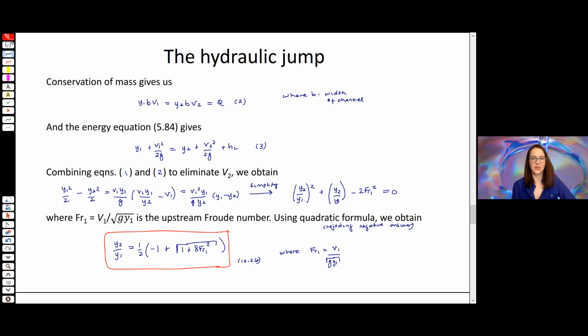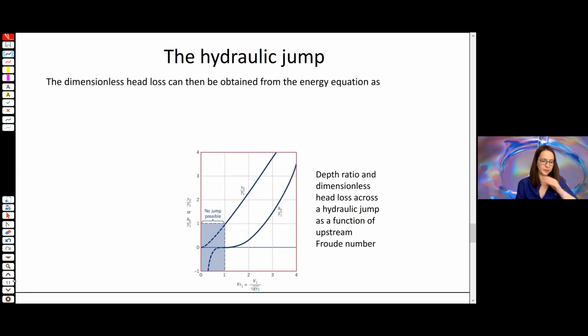All right, so that's our hydraulic jump equation. See how we're doing on time. Doing pretty well. Let me see if I can get through our final example before we wrap up for today. So let me just note that you can write the dimensionless head loss as well in terms of the equation we just derived. And this is equation 10.27.